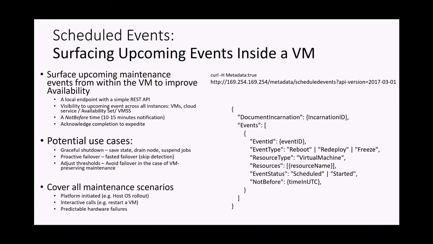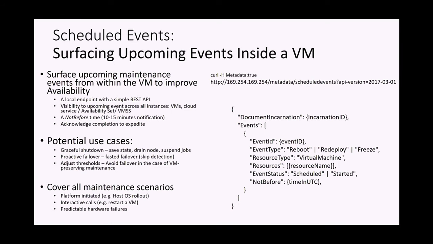What can you do? This is workload specific. You can drain connections, you can save state, you can initiate failover, you can even send an alert to the admin if they have something to do in such a short period of time. But the idea is that we now communicate those events from within the VM. You don't need to have Azure credentials. Any local user on that VM may poll for those events, perform application workload specific logic, and then can acknowledge the event to move faster.